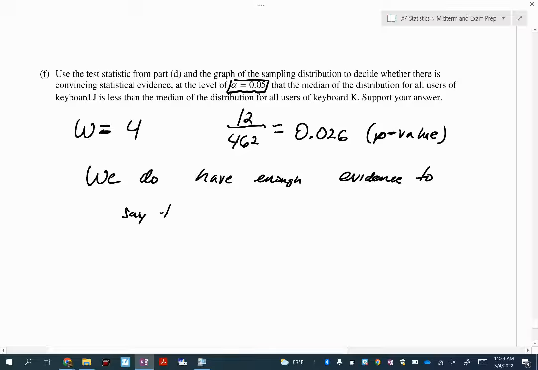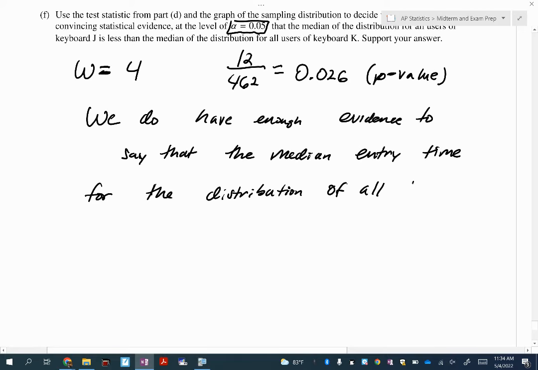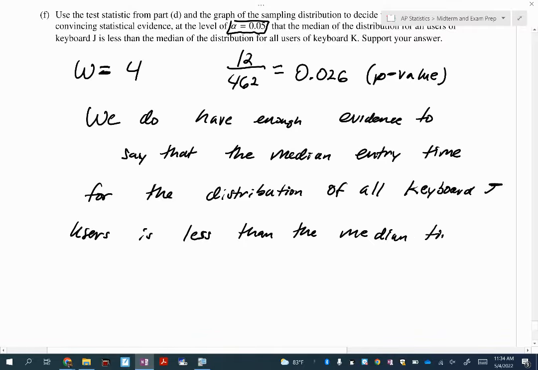to say that the median entry time for the distribution of all keyboard J users is less than the median time for all keyboard K users. And that is it, guys.